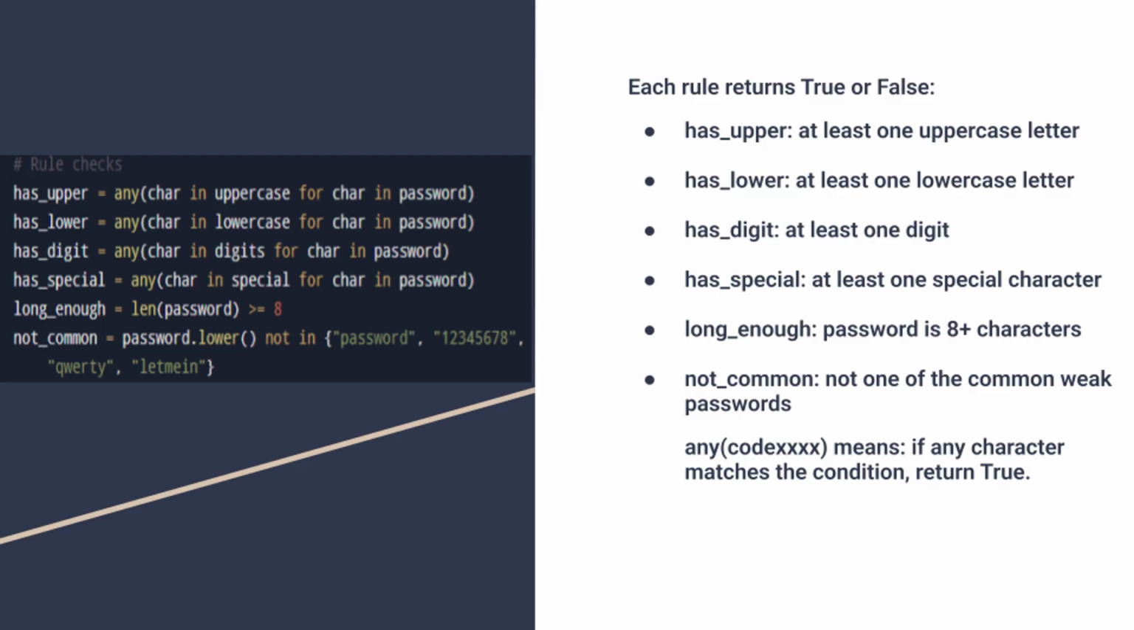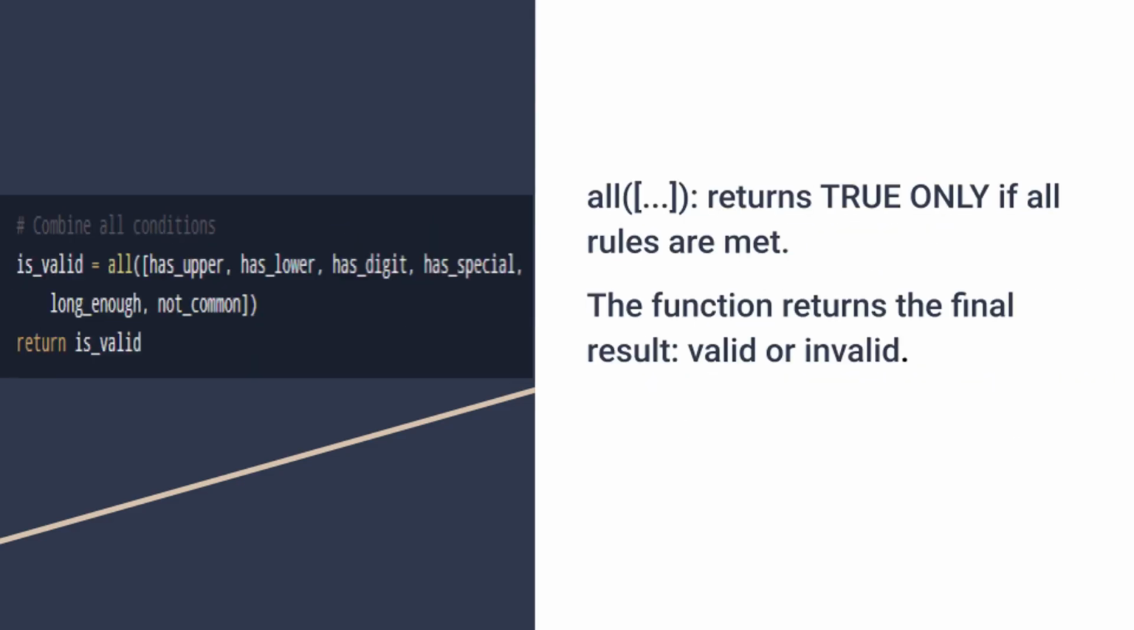Pretty simple. We check the length of password, our parameter, and then we check if it's greater or equal to 8. Then we lump all of these rules together. And then this is valid equals all, and we have all of our rules in there. It returns true only if all rules are met.